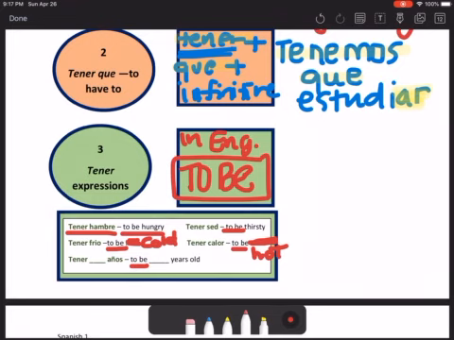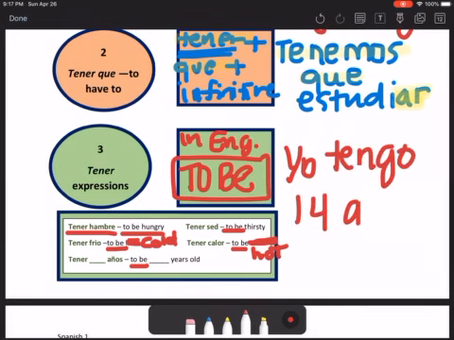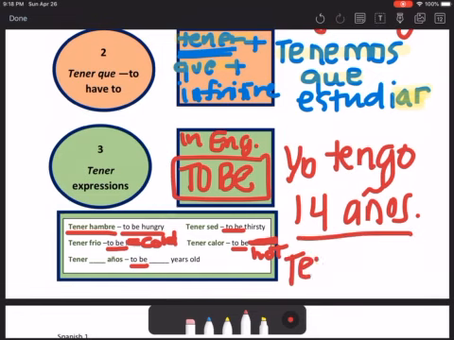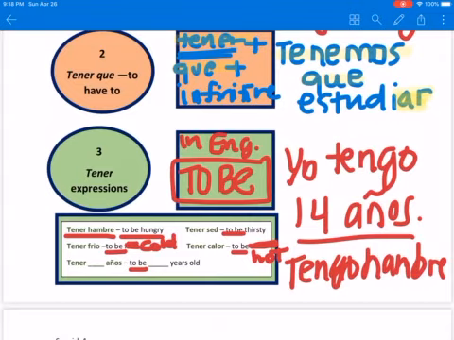So these are ones you need to know. Use tener instead of ser or estar. So how would you say I am 14 years old? Yo tengo 14 años. How would you say I am hungry? Tengo hambre. Okay, we're going to do a couple more examples.